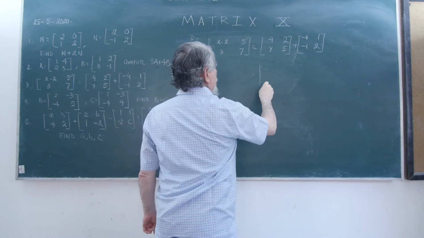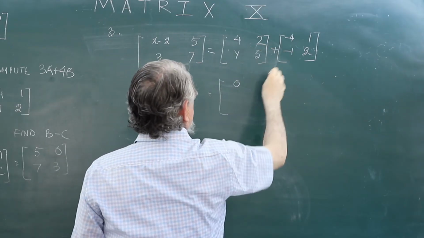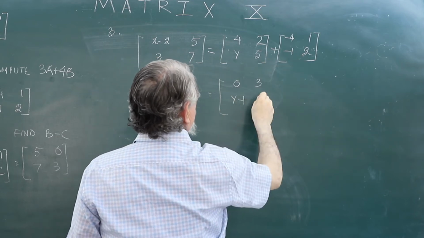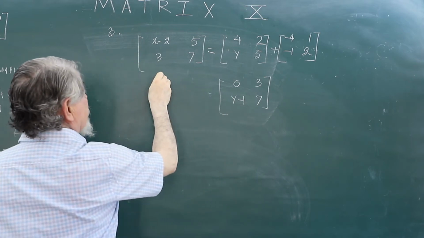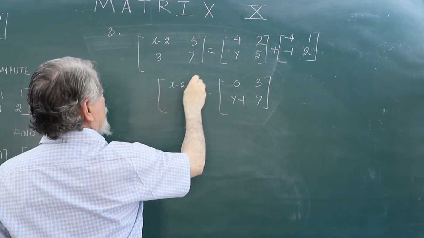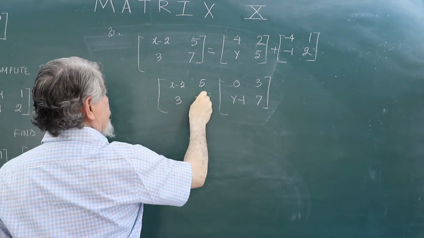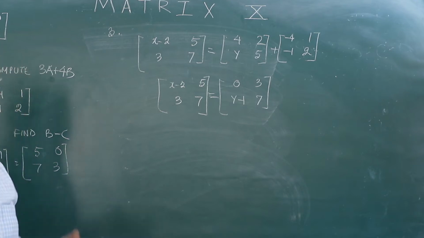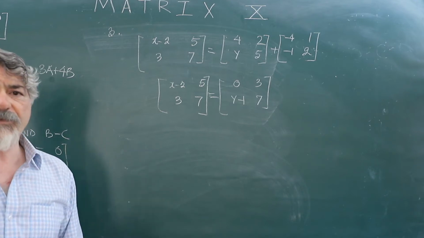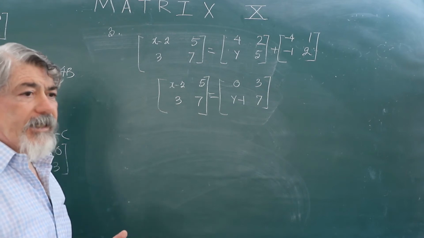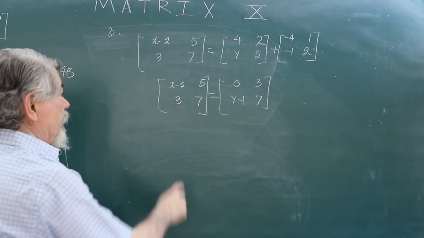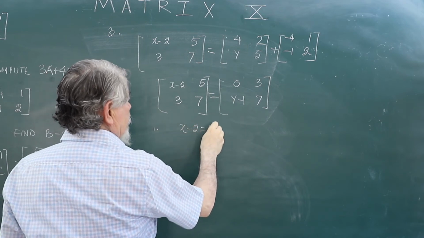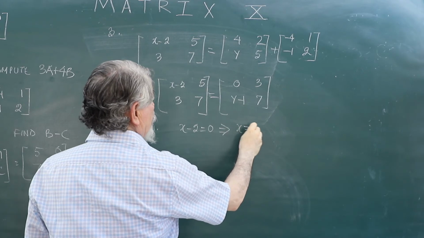That is 4 minus 4 is 0, 2 plus 1 is 3, y minus 1, and 5 plus 2, 7. And here it is x minus 2, 5, 3 and 7. We had discussed already the equality of matrices. Two matrices will be equal if their corresponding elements are equal. So x minus 2 will be 0, number 1. That will imply x is equal to 2.